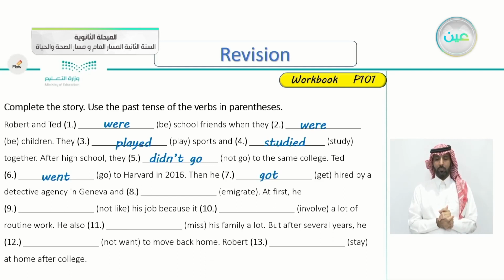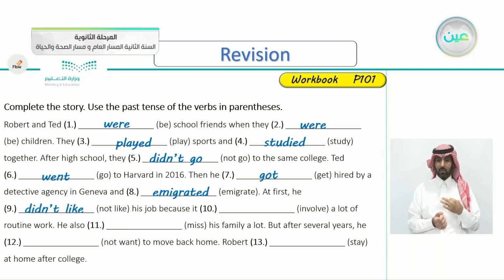So is this a regular or irregular verb? Yes, that's correct. So get, got, this is an irregular verb because there is no ed here. So then he got hired by a detective agency in Geneva and emigrate. And emigrated. At first, he not like his job. So not like. Yes, very good.